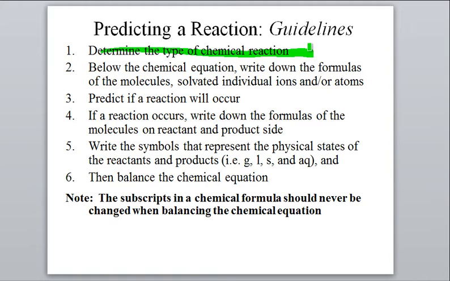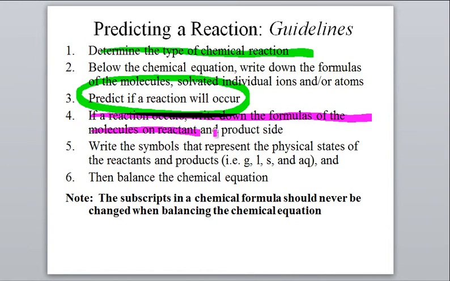If you do predict that one does occur, the next step after that is to decide what can be formed. So we need to write down the formulas of the chemicals that would form if a reaction occurred. Once you have the correct formulas for the products that are formed, one of the last steps is to balance the chemical reaction.